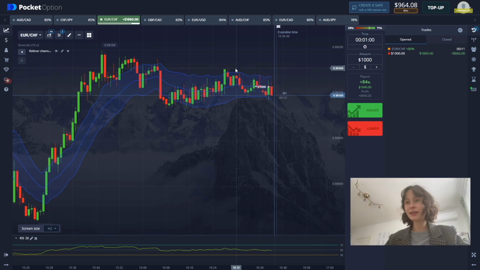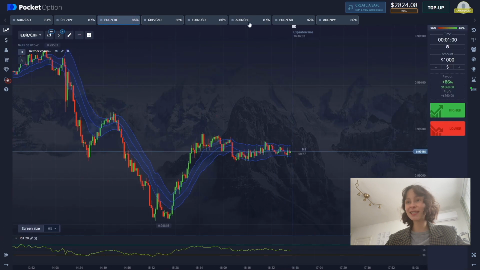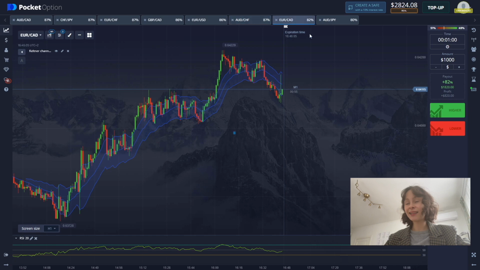Ten more seconds, and as I said, we observe a good breakdown. Nothing difficult that we might have observed here. 3, 2, 1. The deal is successfully closed. On the deposit, we have $2,800. Let's continue our trading.